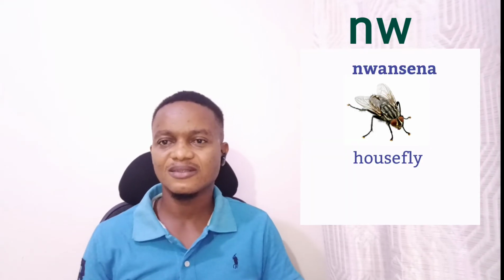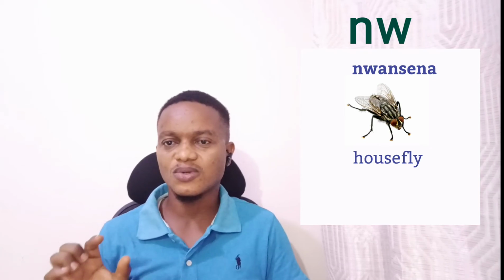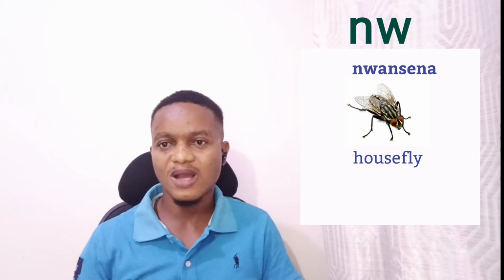Good. Then we have the next digraph, which is the m and w, and they sound as mwa. So we have the key word here, mwɔnsina. So mwɔnsina, that is housefly. Then we have ngoma. So pronounce it together, ngoma.